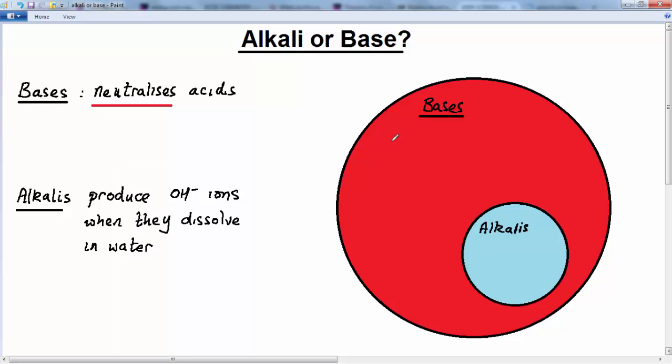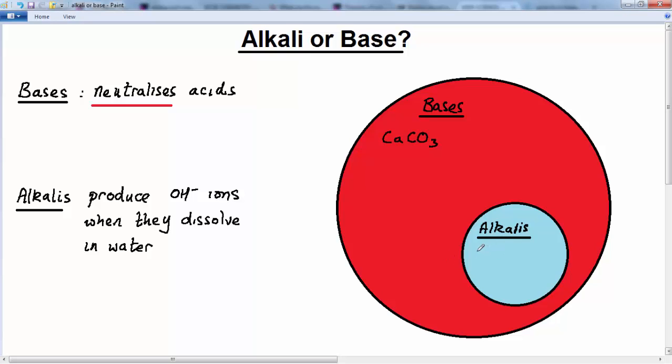So for example, you could class calcium carbonate or limestone as a base, because if you add calcium carbonate to dilute hydrochloric acid, it will neutralize the hydrochloric acid to produce calcium chloride and water and carbon dioxide. It neutralizes the acid. But calcium carbonate is insoluble in water, so it cannot dissolve in water to produce hydroxide ions. So calcium carbonate is a base, right? It neutralizes an acid, but it is not an alkali, since it won't dissolve in water to produce hydroxide ions.